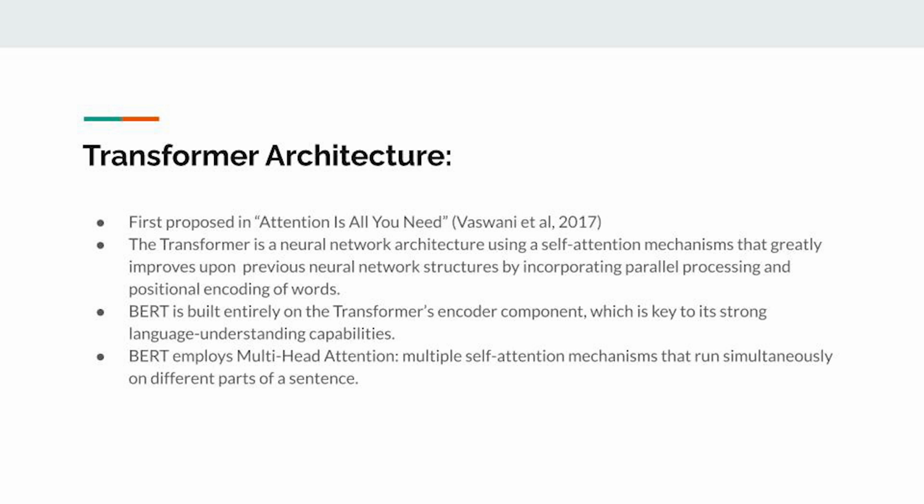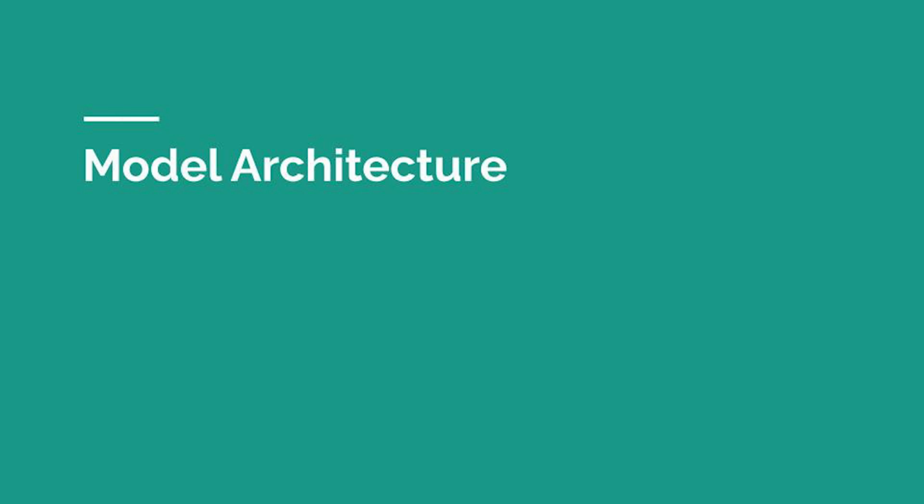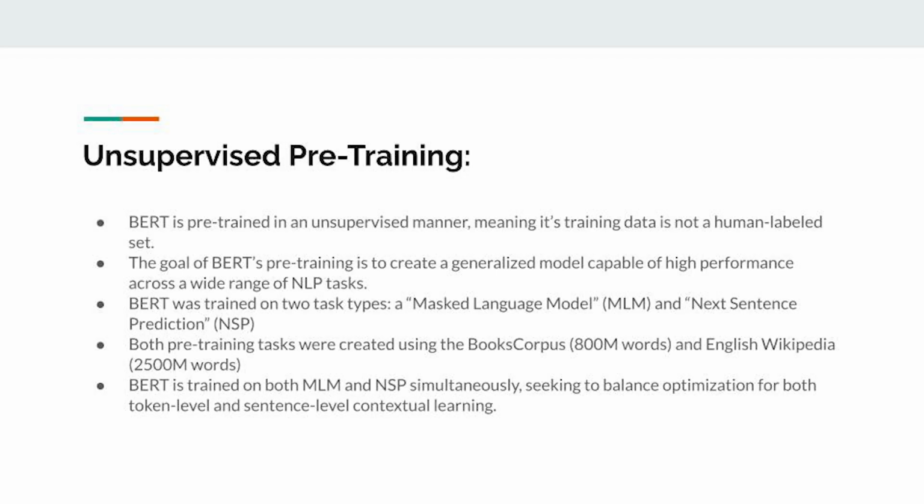BERT employs multi-head attention, multiple self-attention mechanisms that run simultaneously on different parts of the sentence to give a wide array of context. In summary, BERT is built upon the concept of the transformer, and its most novel contribution is in its bidirectional pre-training. Next, we'll move on to BERT's model architecture.